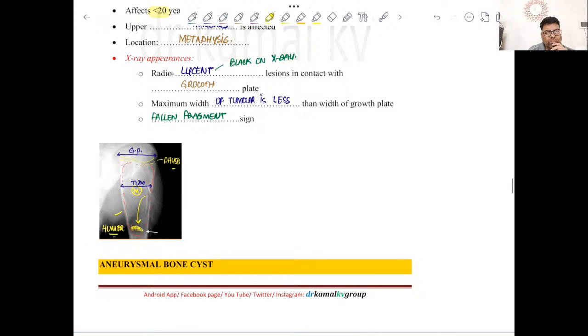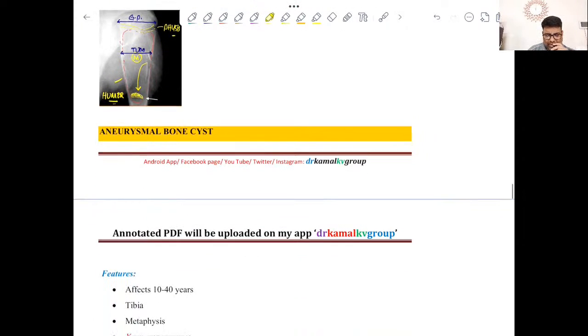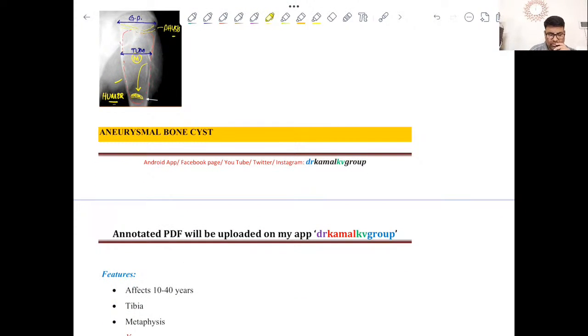Now if you keep this much in mind, you can take another entity for comparison. Now this is aneurysmal bone cyst, and I think most of you must know what an aneurysm is. Suppose this is the aorta. Aneurysm means that the aorta will become something like this. So this is an aneurysm. Aneurysm means dilatation or expansion.